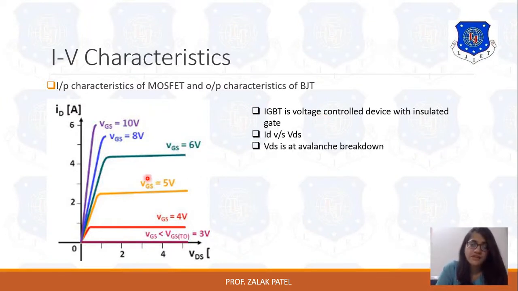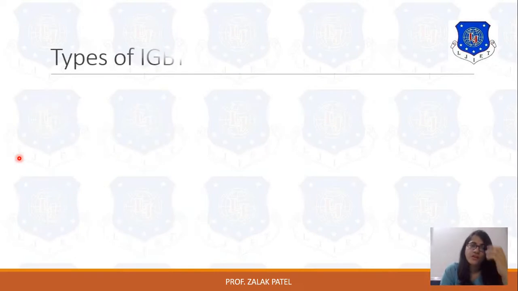In the ID versus VDS graph, the VDS is at avalanche breakdown, that's why the power dissipated in the device will be very large, so it can be overcome using this IGBT structure. So breakdown is less in this case compared to the BJT and MOSFET.